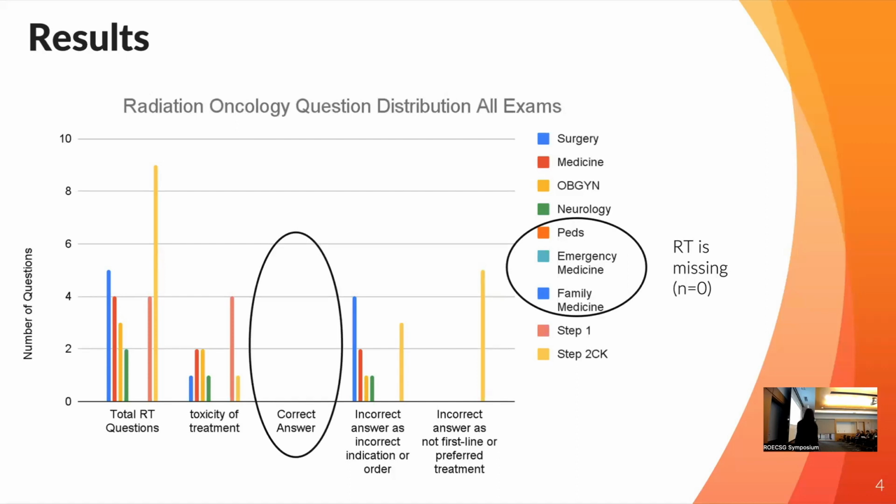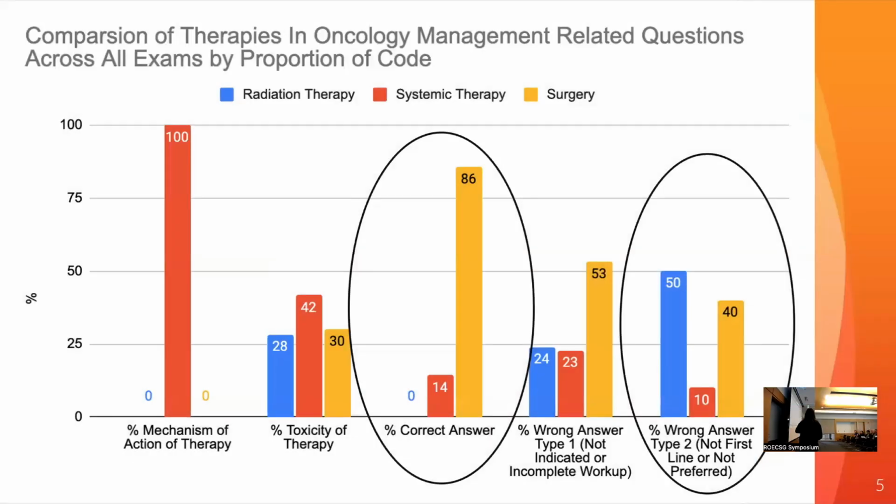So that got us curious: is this just a radiation thing, or is this something more systemic? How is chemo being portrayed, or surgery? So we went into that. We looked at our codes. Within a code of correct answer or toxicity, how much was radiation comprising, how much was chemo and surgery? Again, we see radiation is never the correct answer.